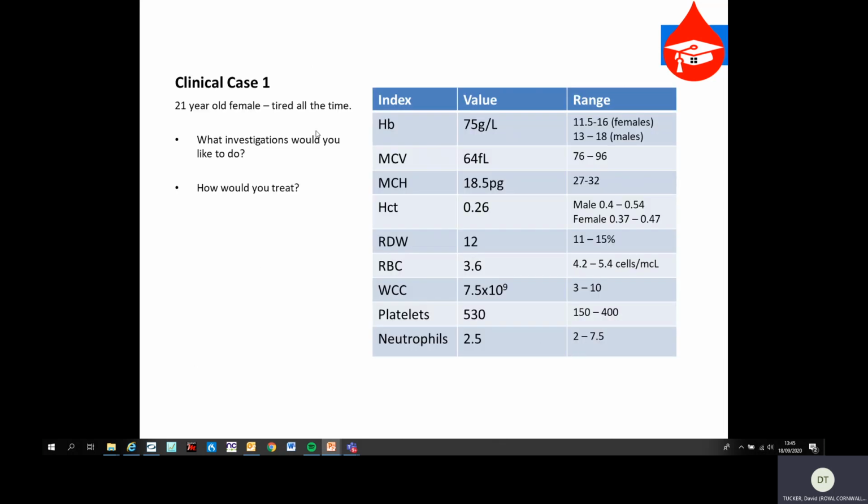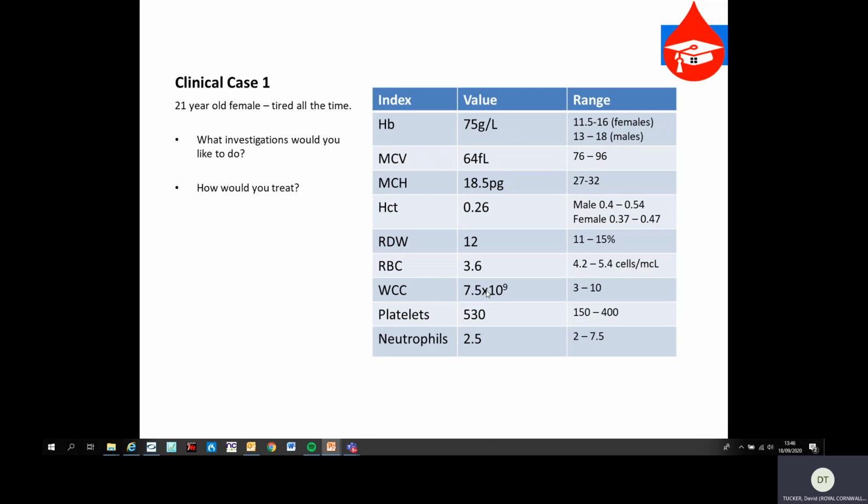Okay, so here we have a clinical case. So this is a young woman, 21-year-old, tired all the time. What's the diagnosis? Well, they are anemic. They have a low mean cell volume. They have a low MCH. So this is a hypochromic microcytic anemia.